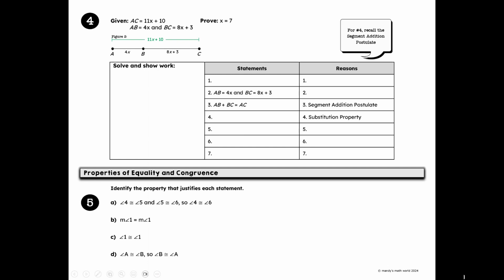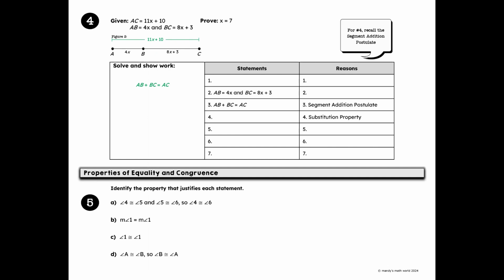Okay, I know that when I am given all these expressions and I'm asked to prove that x equals 7, like this is the value of the variable, I've got to set up an equation. How am I going to do that? I'm going to use the segment addition postulate, which states that if I add the length of segment AB to the length of segment BC, I'm going to get the length of the entire thing. And here's how I might write that, right? AB plus BC equals AC.